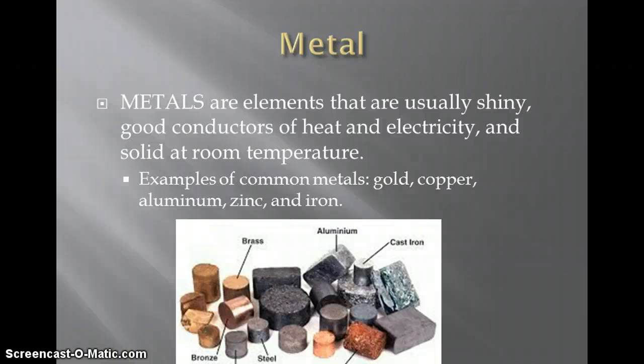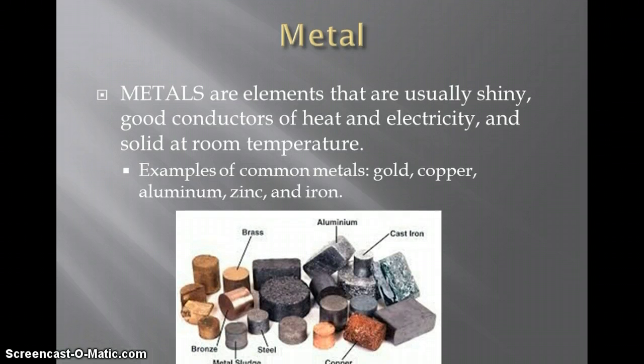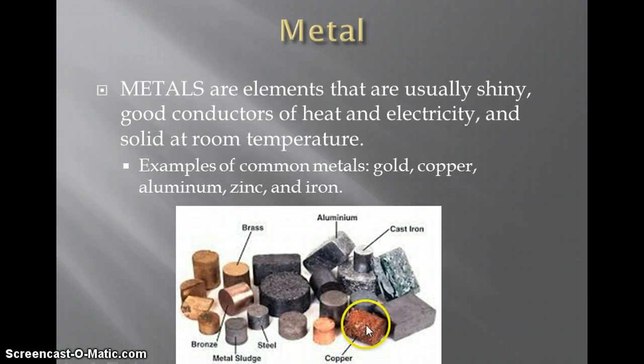Some examples of common metals are gold, copper, aluminum, zinc, and iron. And on here you have a few of those examples. You have copper, there's some cast iron here, aluminum, and the aluminum and the copper are pure metals, and then cast iron and brass are alloys, so mixes of a couple different metals.